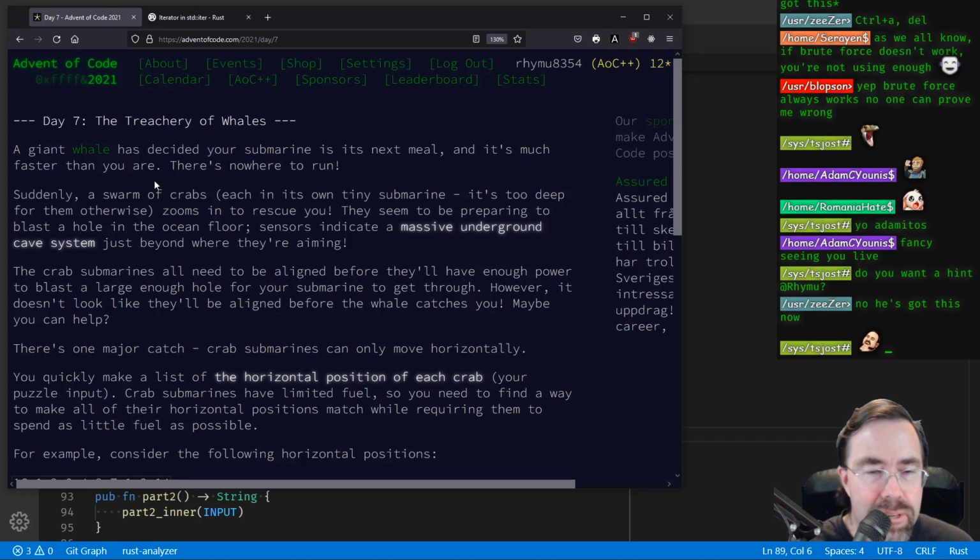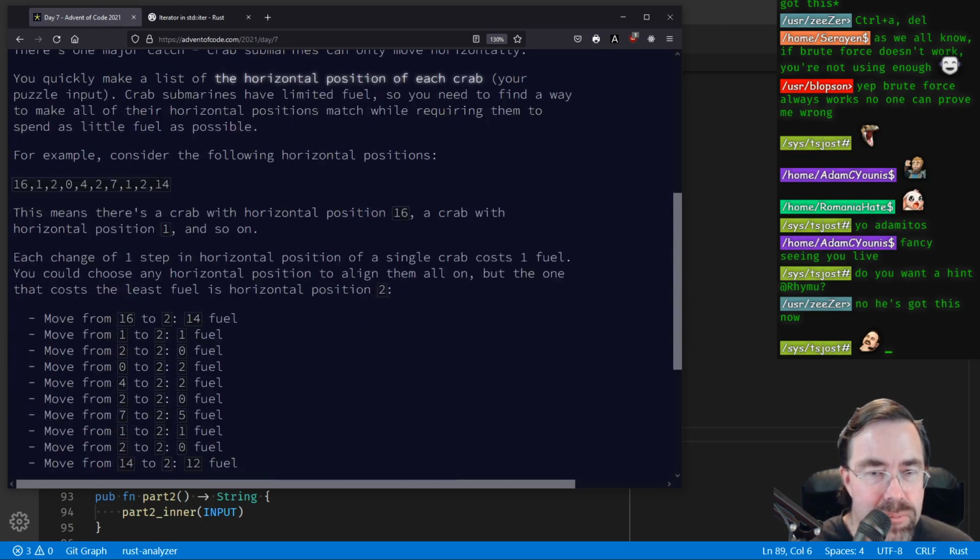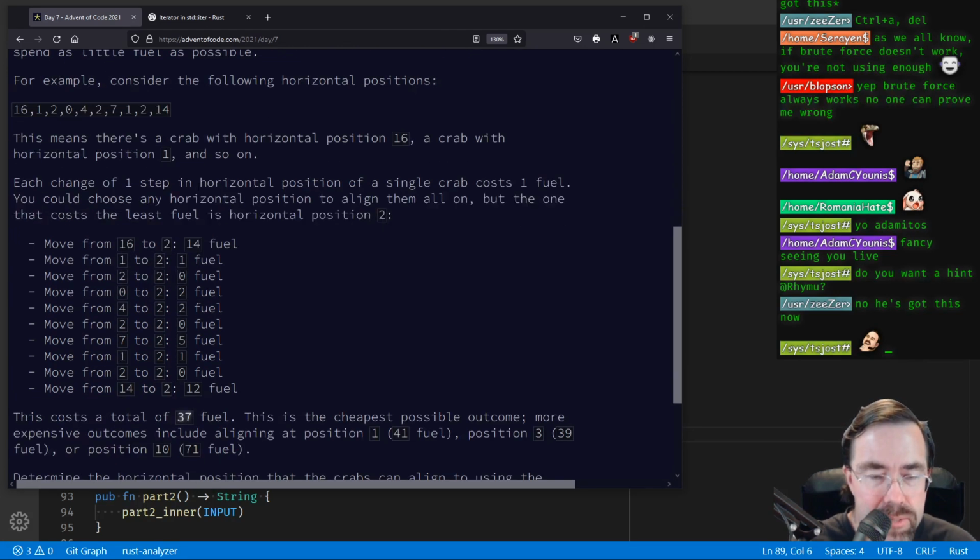But not to fear, a swarm of crabs who are on our side, each in their own tiny submarine, can help us by focusing their, what is it? It doesn't say what they're using, but they can blast a hole in the ground in front of them if they're all lined up, so that we can escape. But they all have to be lined up, and we're given their positions along an axis. They can only move horizontally along that axis, so left and right, just like a crab. And the problem is, where do you line them up to consume the least amount of fuel?